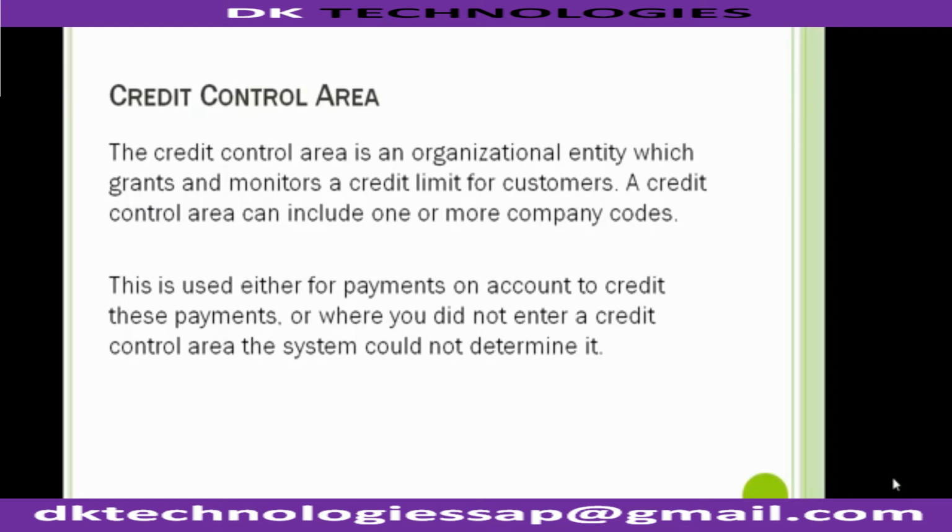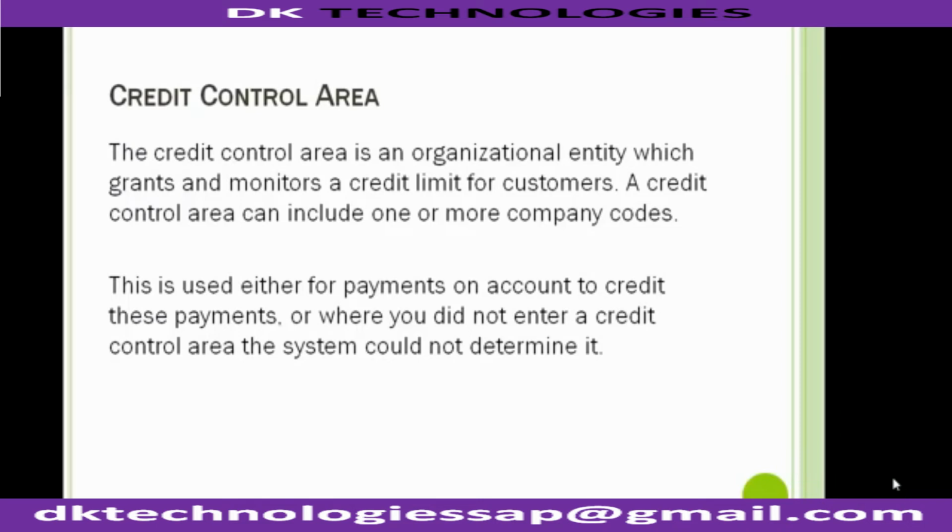A credit control area can be linked to many company codes, meaning one particular credit control area can be assigned to a number of entities, but a particular entity or a company code can be linked only to one credit control area. You cannot have more than one credit control area for one particular company code. A credit control area is basically a 4-character alphanumeric code. You cannot have more than a 4-character code in SAP system.